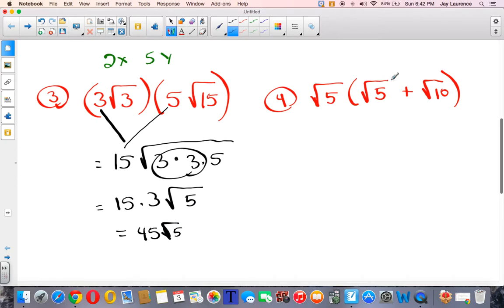There we go. Okay, problem 4, similar type situation, only it involves distribution. I'm going to multiply here, and I'm going to multiply there.